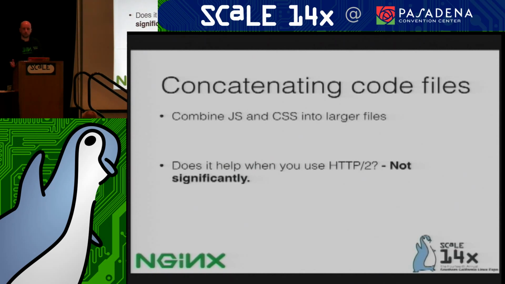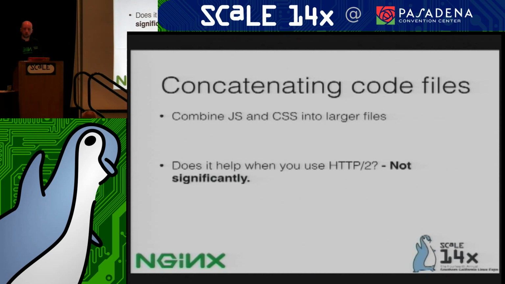Another method of optimizing is concatenating the JavaScript and CSS files, and that is very similar to image spriting. What you're trying to avoid when you're doing that is sending the set of headers all the time, to reduce the amount of round trips on your website. That's exactly the same as with the image sprites. If you are using HTTP2, there is not much effect in doing that.